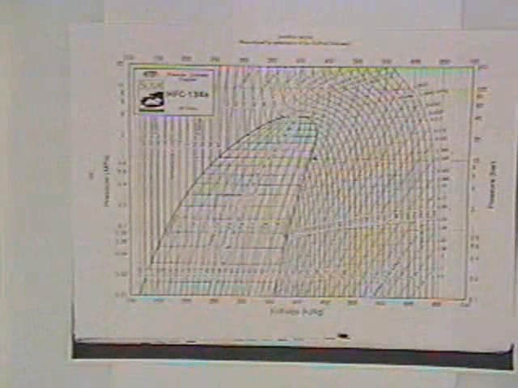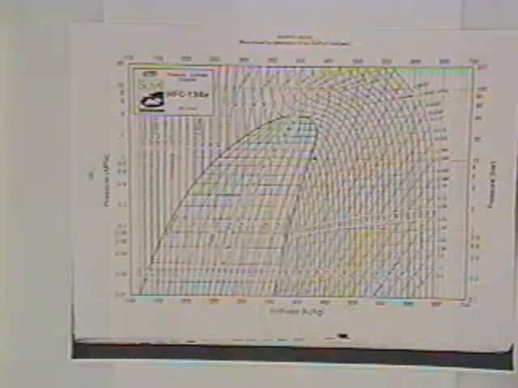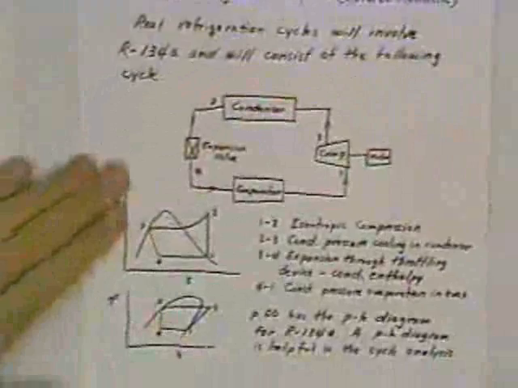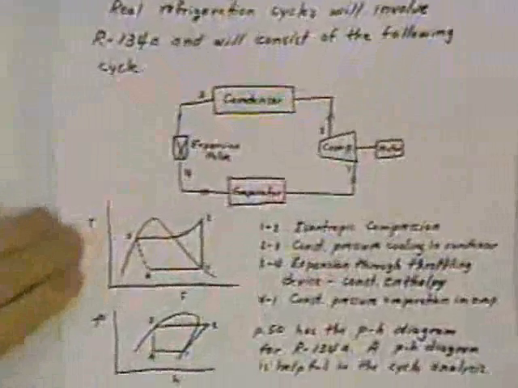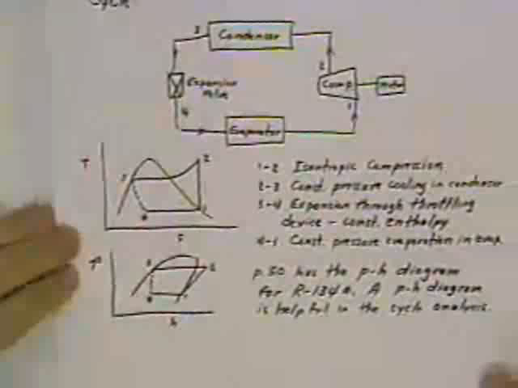It's the HFC 134A refrigerant. This is the pH diagram, and so we'll go through a sample problem using the pH diagram here, and you can see how the analysis will take place. But you don't have the pH diagram in your notes, because we're just assuming you've got the reference manual to be using here.